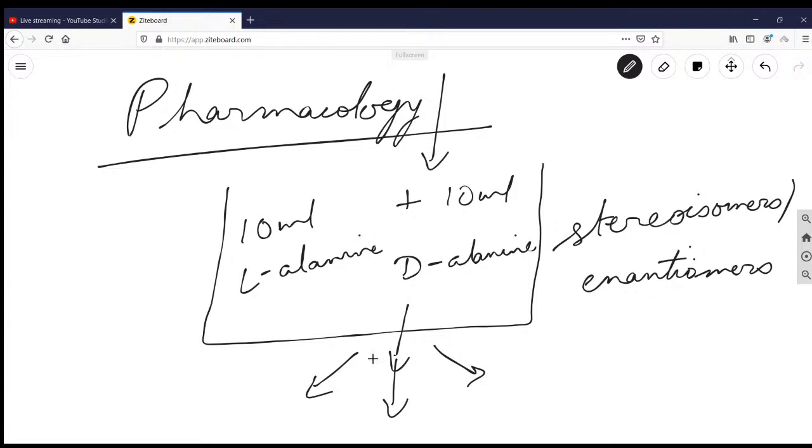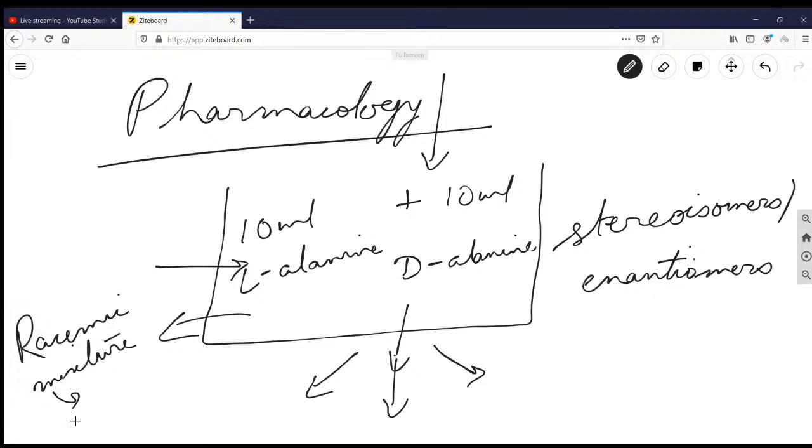They'll come out as it is, because the net effect is zero here. The 10 ml L-alanine will try to move the light towards the L side, and the 10 ml D will try to move it towards the D side. Both cancel out, and the net effect is that it comes out as it is. So you will feel like it does not have any chiral compounds, but it did, in equal concentration. This kind of mixture, where equal concentrations of L and D enantiomers are present, is known as a racemic mixture, and the process is known as racemization.